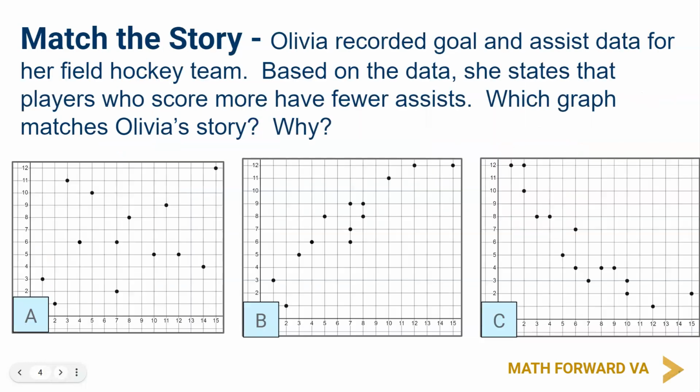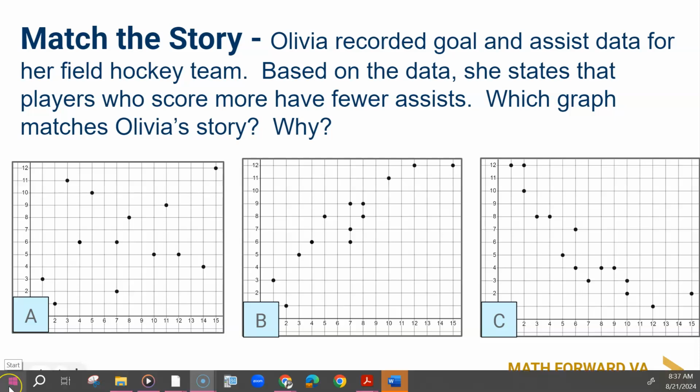This one, okay. Olivia recorded goal and assist data for her field hockey team. Based on the data, she states that players who score more have fewer assists. Which graph matches Olivia's story and why? So take a second and think about that first. Which graph do we think matches her story?